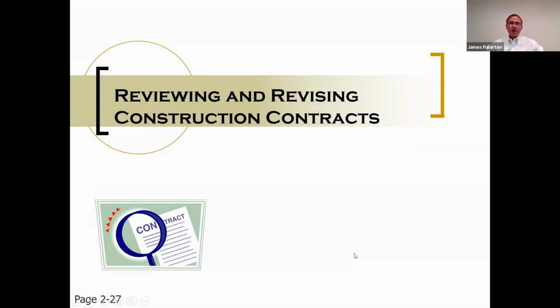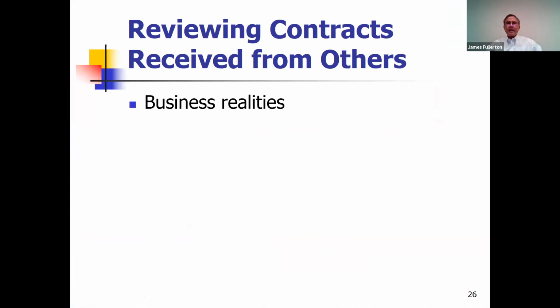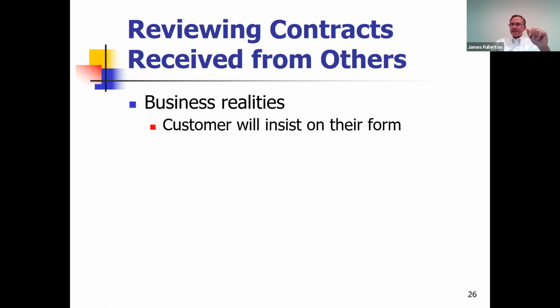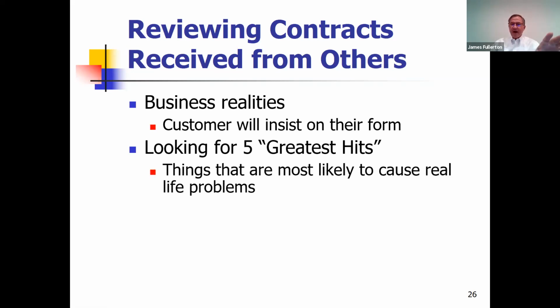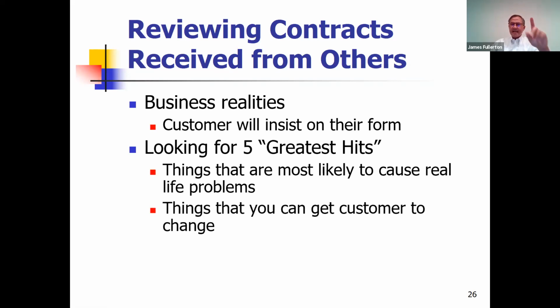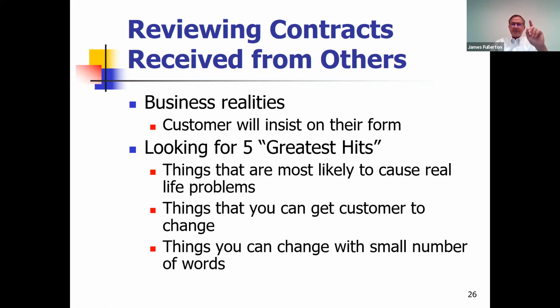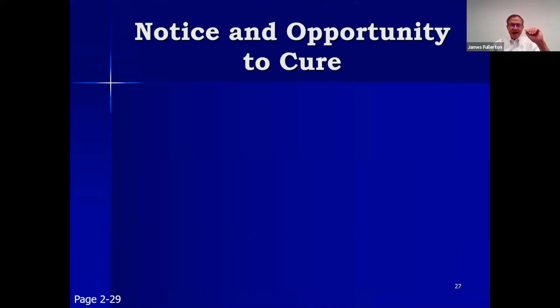All right, so let's talk about, this is coming out of another lecture I do on reviewing and revising construction contracts. Just pull a few pieces out of that. We know that when you receive your subcontract, the reality is you're not going to be able to change that much. The GC is going to insist on you using their subcontract form. Therefore, you're looking for the five greatest hits: things that are most likely to cause real life problems, things that you can get the GC to change, and things that you can change with a small number of words. And I'll give you a few examples of that.